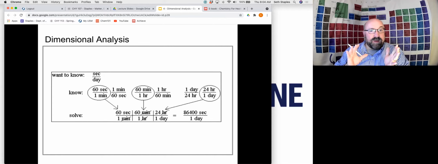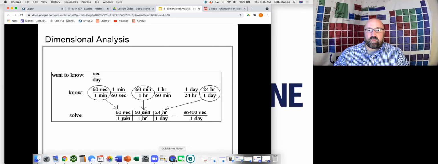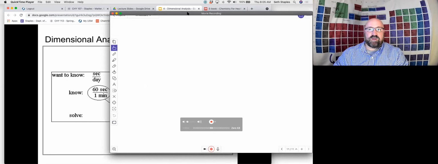Whether or not you know it, you know how to do dimensional analysis already. It's a fairly intuitive process. We're just going to learn now how to apply it to some problems that we'll see in a class like this. And so the example up on the screen now is a great example. If we want to know how many seconds there are in a day, actually what I'm going to do is just bring up my whiteboard and we'll walk through it together rather than looking at what's on the screen there.